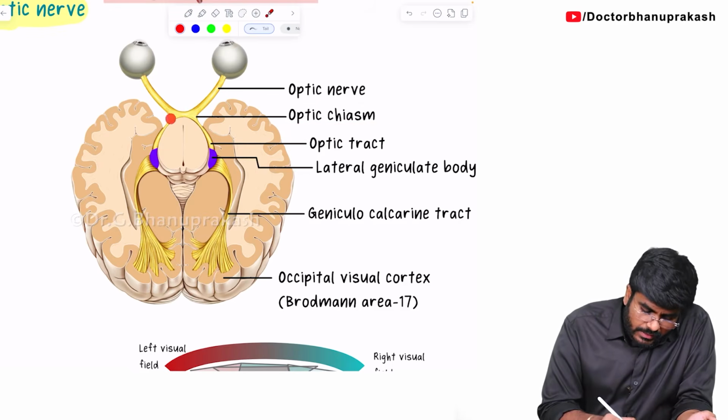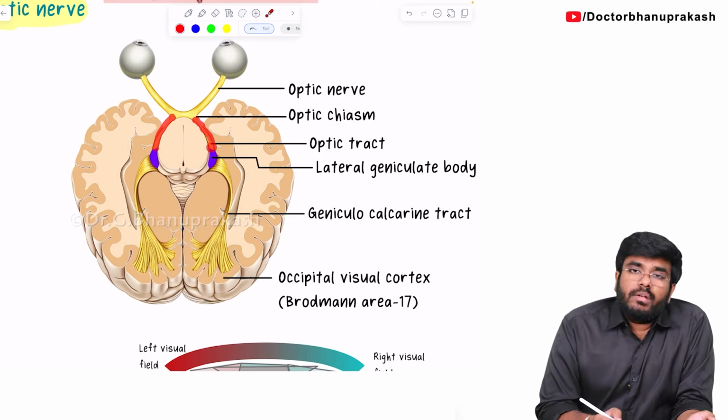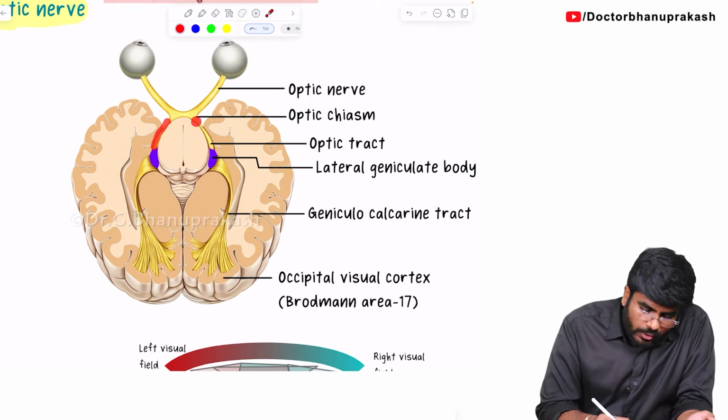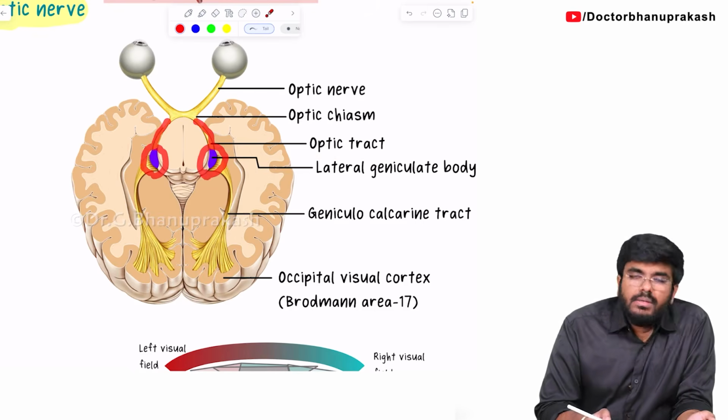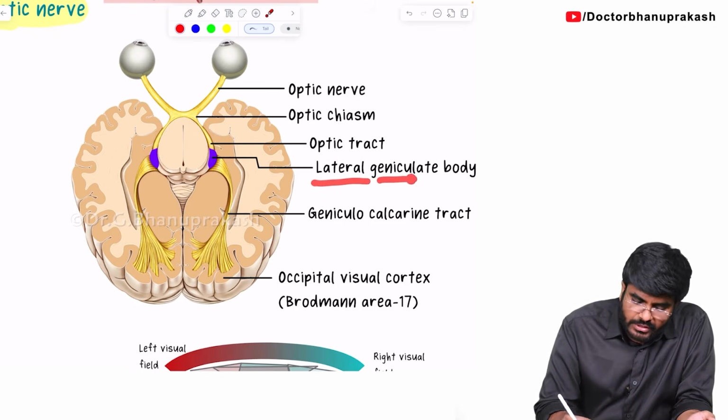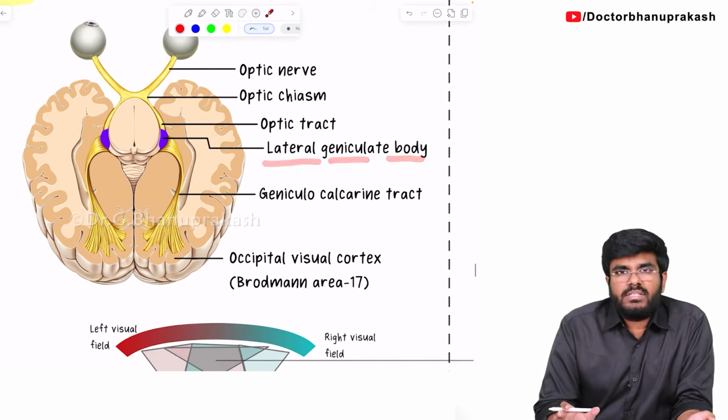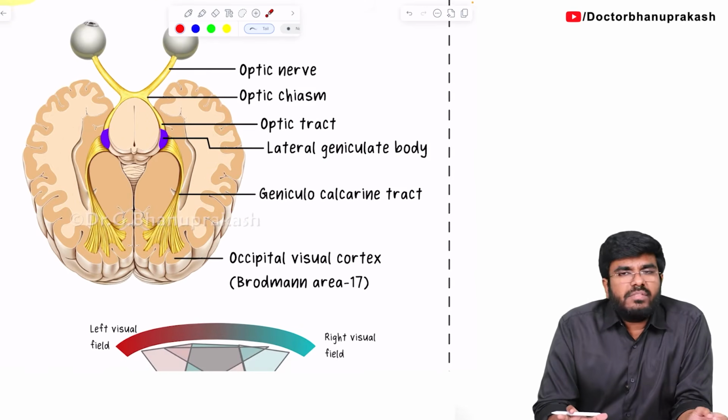Now, after crossing, these structures which I am highlighting right now are called the optic tracts. Okay, we call it the optic tract. Now where are these optic tracts going? The optic tracts are going into an area which I am showing here in blue color, called the lateral geniculate nucleus. Okay, lateral geniculate nucleus or the lateral geniculate body of the thalamus. It's present in the thalamus. So light information finally came into the lateral geniculate nucleus.